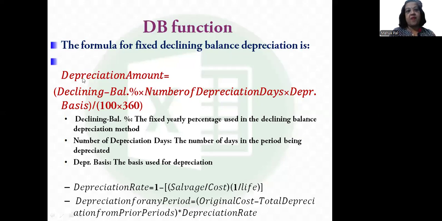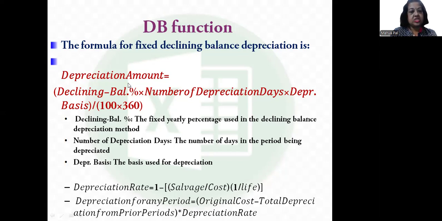So here is the function. If you do not use the Excel function, then you need to calculate this way. So declining balance percentage is multiplied with number of depreciation days into depreciation basis, and then the whole thing is to be divided by 100 into 360. Declining balance percentage is the fixed yearly percentage used in the declining balance depreciation method. You need to calculate that.